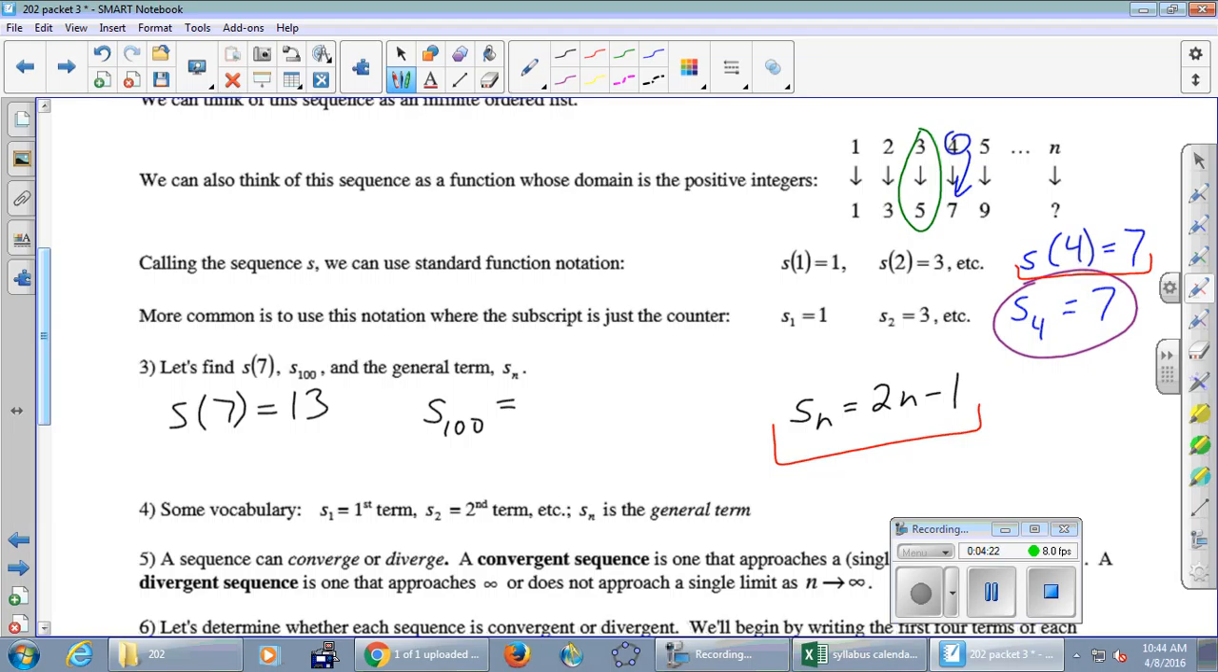And so that gives us a way to directly find S100. So 2 times what? 100. And then minus the 1, right? So 199.